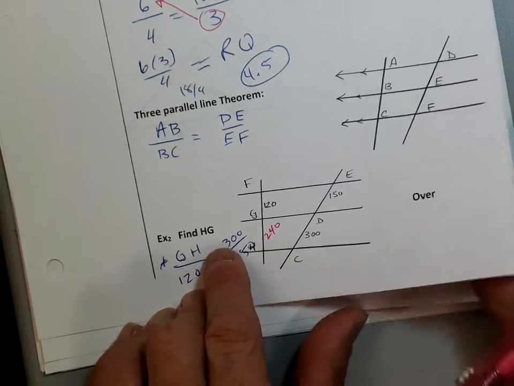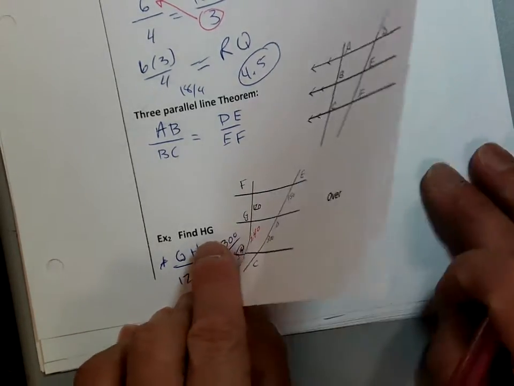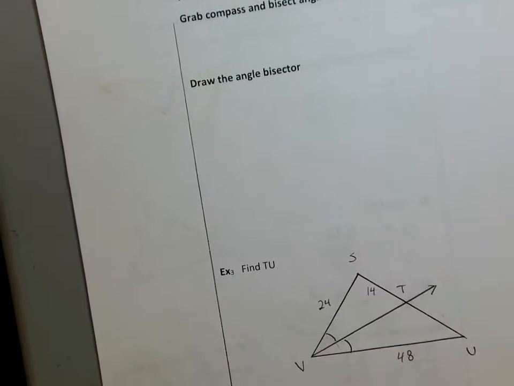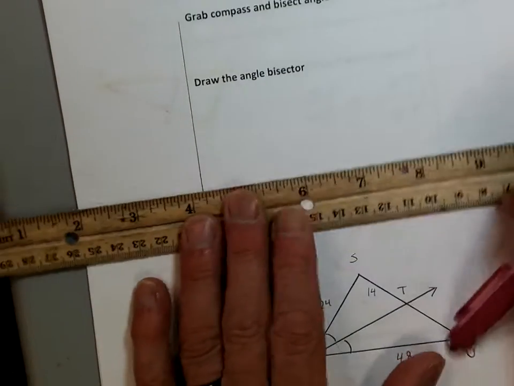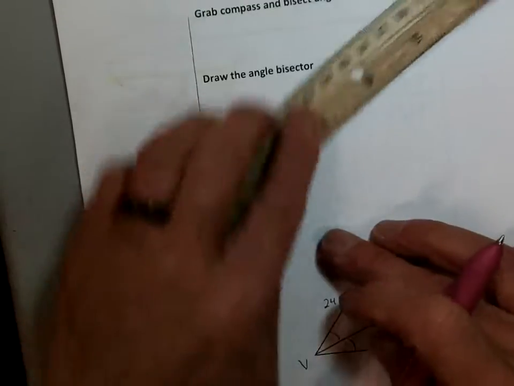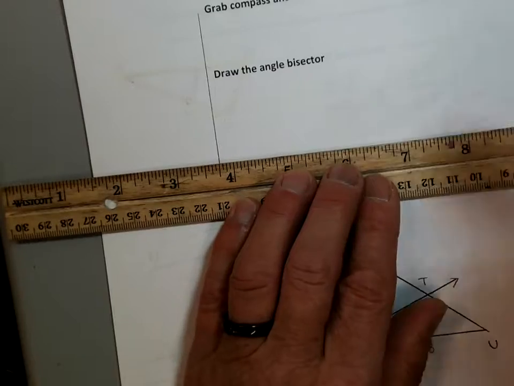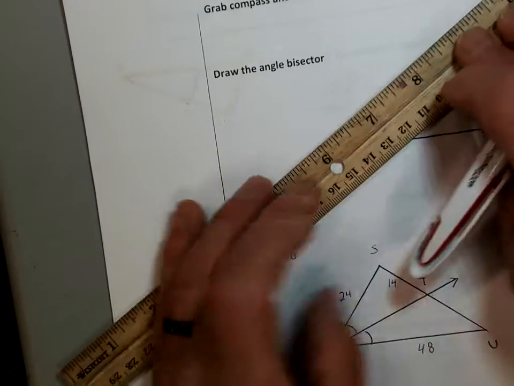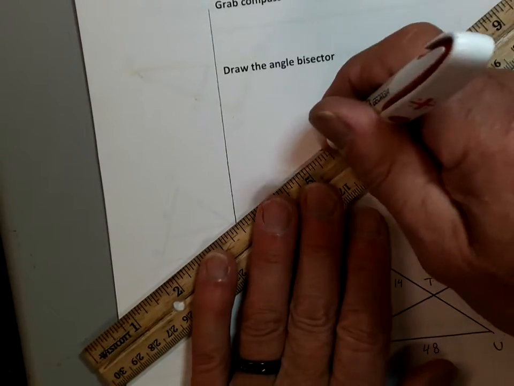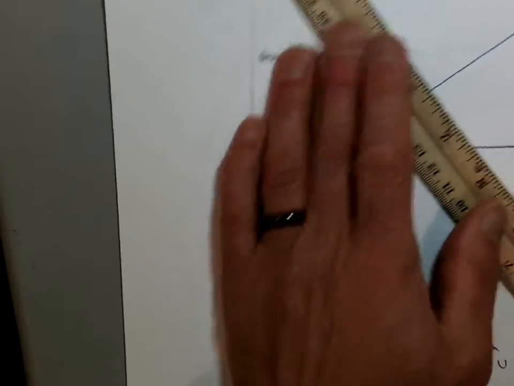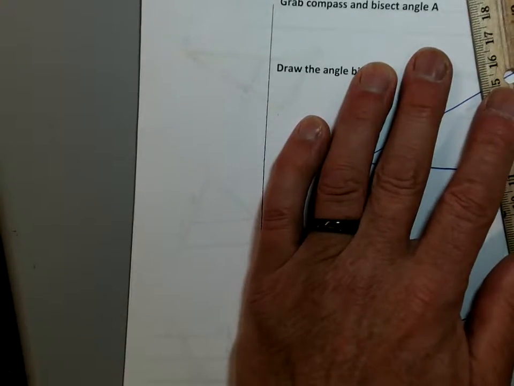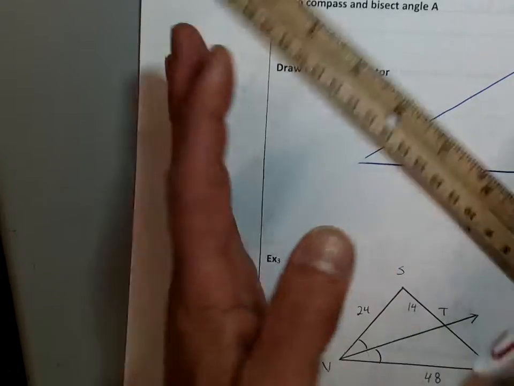Okay, ready to turn the page? Do you have your compass with you? All right. So first thing I want you to do is draw a triangle. Let me grab my ruler. Draw a triangle that looks like this. It doesn't have to be perfect, but draw a triangle.